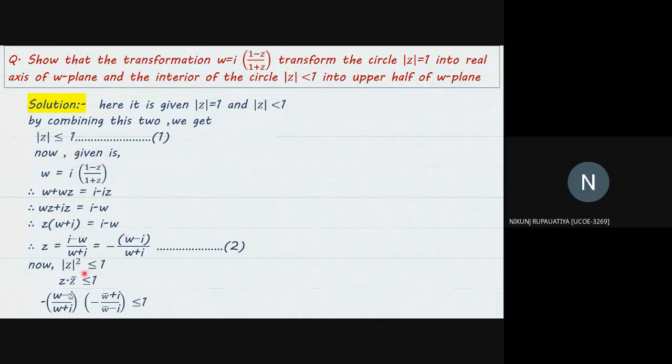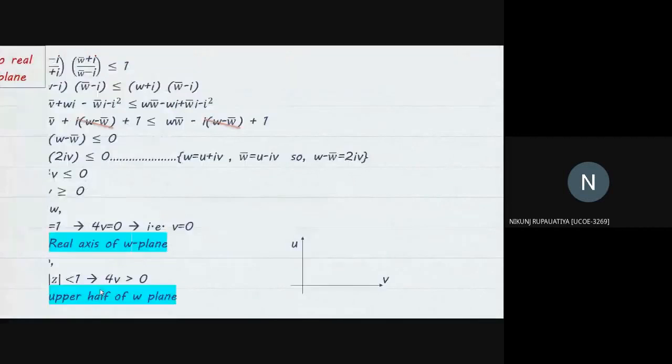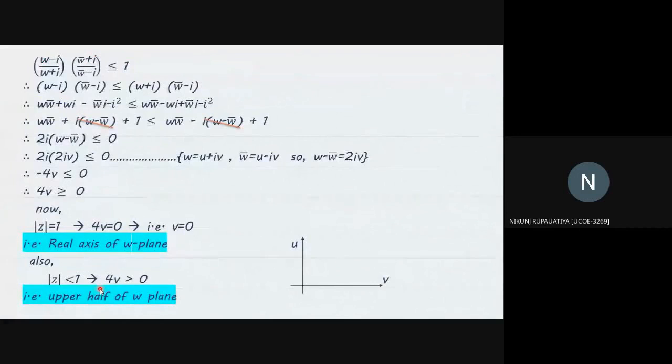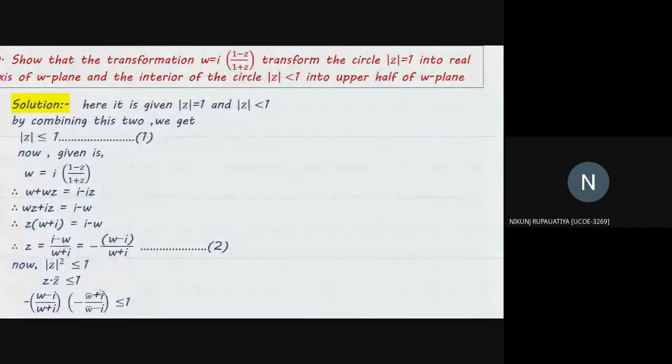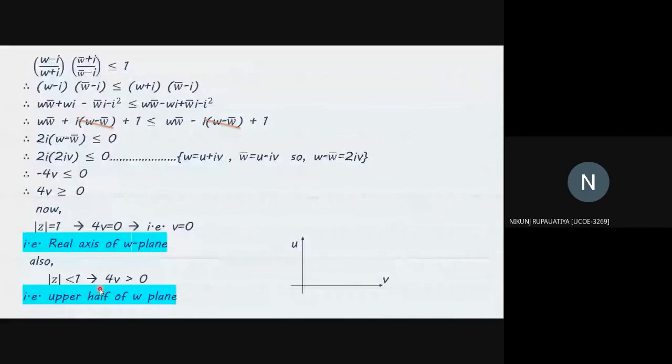As we have seen previously, |z|² is converted into z z̄. Here also it implies z z̄. By now putting the values of z and z̄, we get −(w − i)/(w + i) × −(w̄ − i)/(w̄ + i) ≤ 1. Cancelling the minus signs, we get (w − i)/(w + i) × (w̄ + i)/(w̄ − i) ≤ 1.